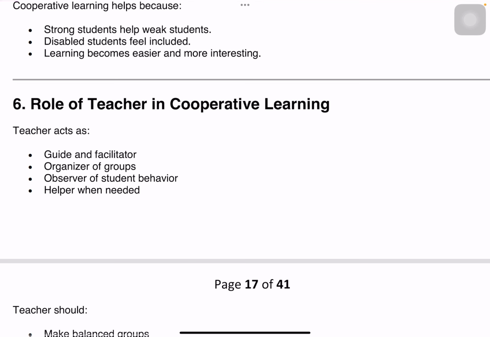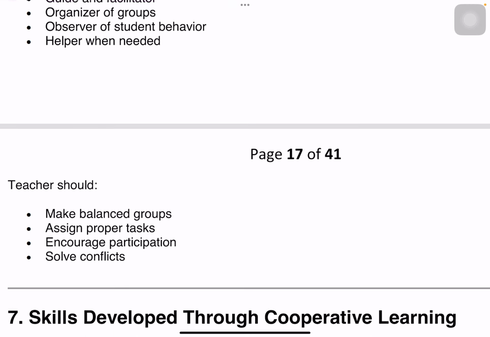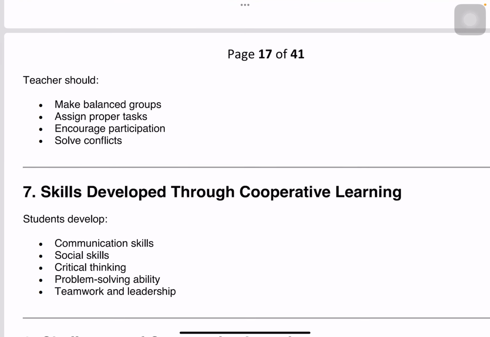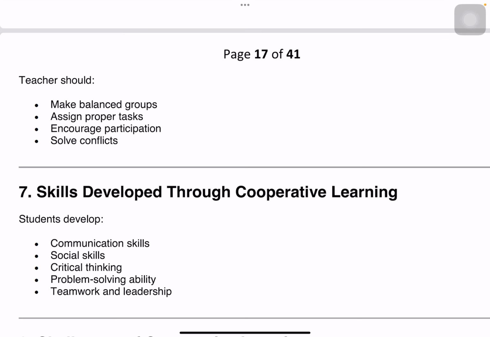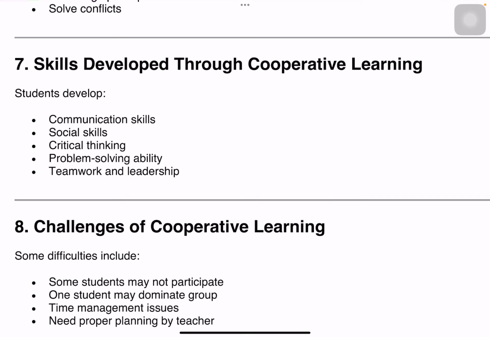Role of teacher in cooperative learning: teacher acts as guide and facilitator, organizer of groups, observer of student behavior, helper when needed. Teachers should make balanced groups, assign proper tasks, encourage participation, solve conflicts. Skills developed through cooperative learning: communication skills, social skills, critical thinking, problem solving ability, teamwork, and leadership.